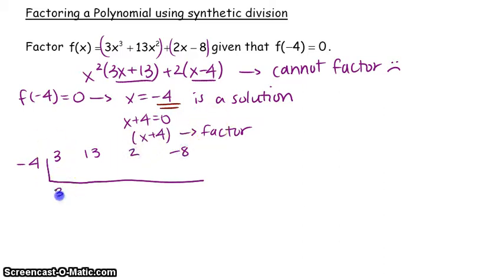So the first step is to bring down this 3. Then we say negative 4 times 3, that's a negative 12. We add these two together to give us a 1. Negative 4 times 1 is negative 4. We add those two to give us negative 2. Negative 4 times negative 2 is a positive 8. Add those together, and we end up with 0. Now, this is really key.